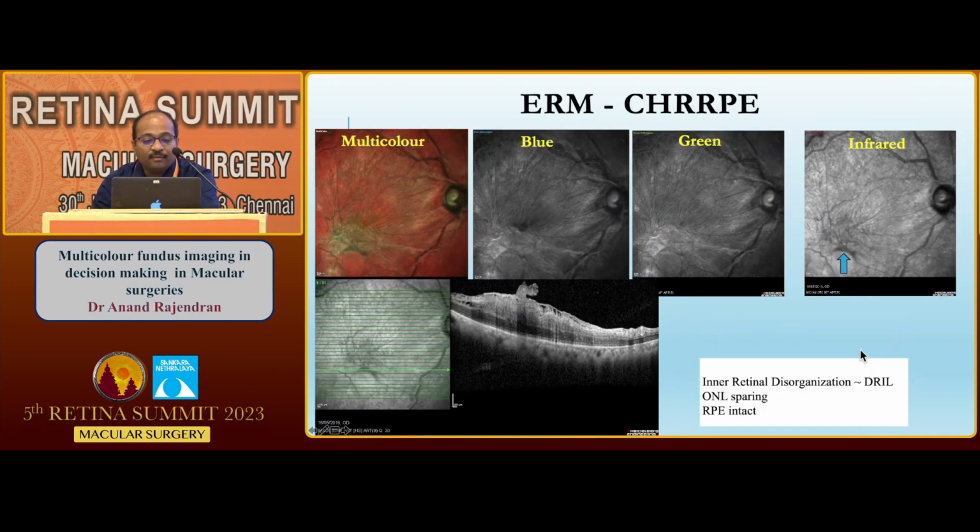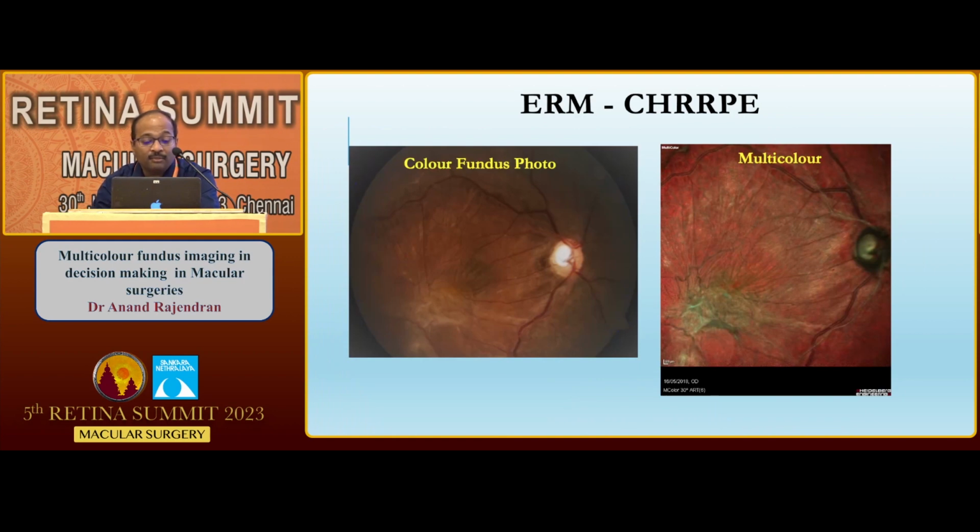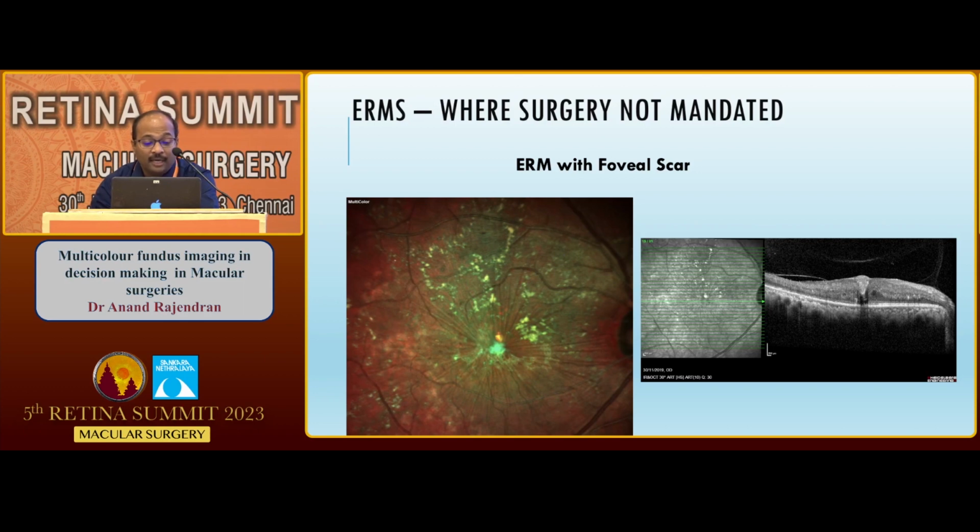So the cheesy ERM of Chirpy also shows up very well on multicolor, as you can see the inner retinal disorganization, the relative sparing of the outer nuclear layer, and it shows up much better than the color fundus photograph, as you can appreciate. An important question we began with, where surgery is not mandated.